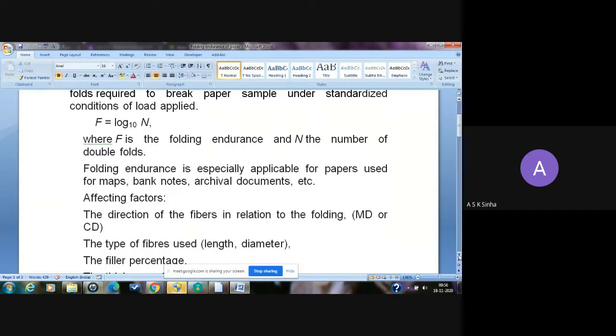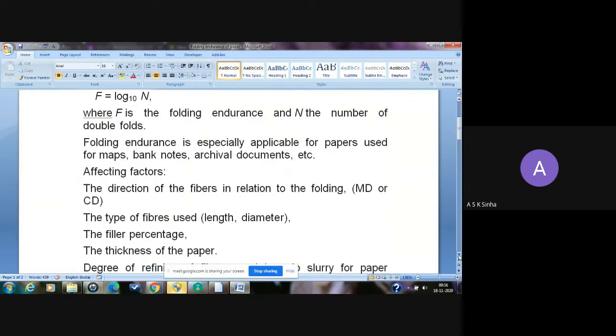If the number of double folds required is, for example, 1000, like for currency notes and some other strong papers like maps, then for 1000, if you take the log, it will be 3. So it will be converted to a simple number between 0 and 10 basically. That is the significance of taking the log and measuring the folding endurance in place of the double fold.